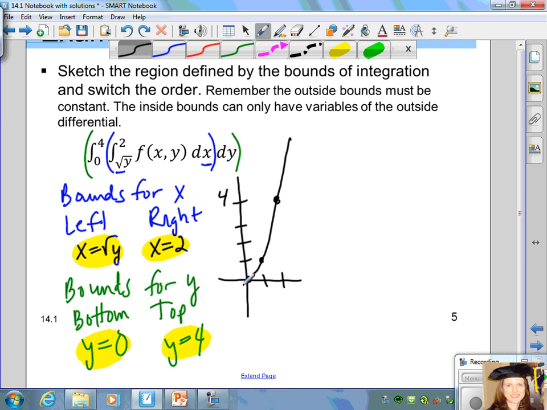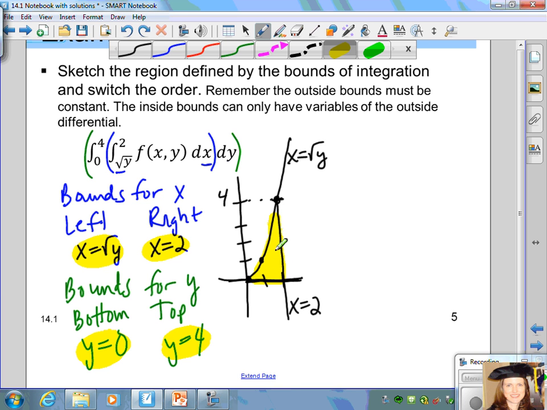So this is our graph of x equals square root of y, the graph of x equals 2, y equals 0 is the x-axis, and the line y equals 4. The region that is bounded by those is this region here.